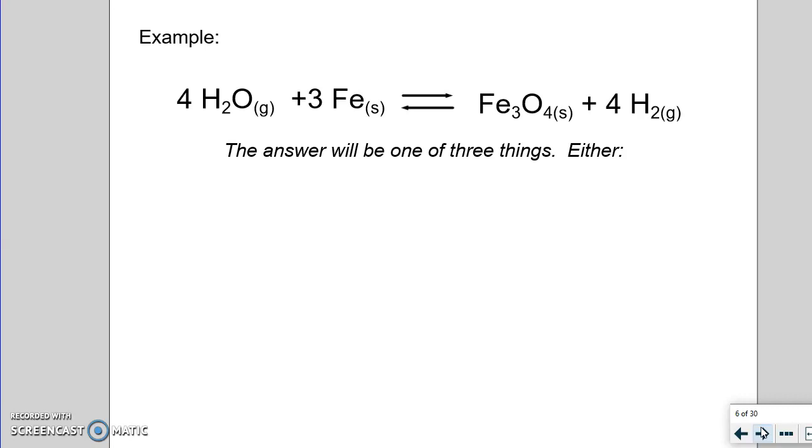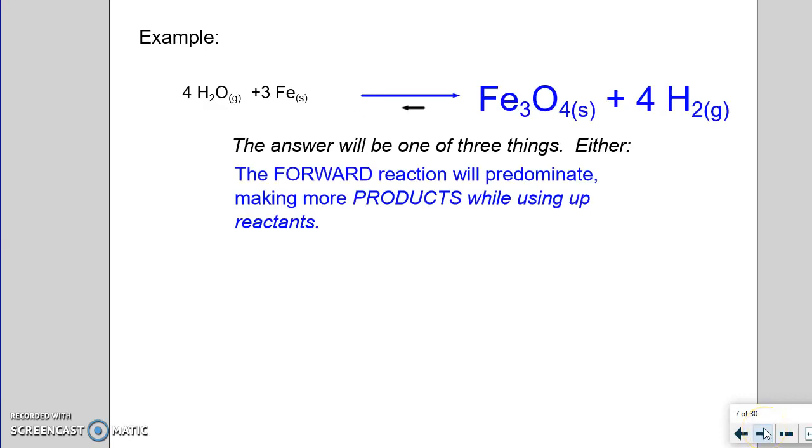So here are the possible answers. One of three things is going to happen. When we add that steam, either the forward reaction is going to increase. We say that the forward reaction predominates, is favored, lots of different ways, but the net takeaway of it is that more products will be made and reactants will be used up. Things on the right will increase, things on the left will decrease.